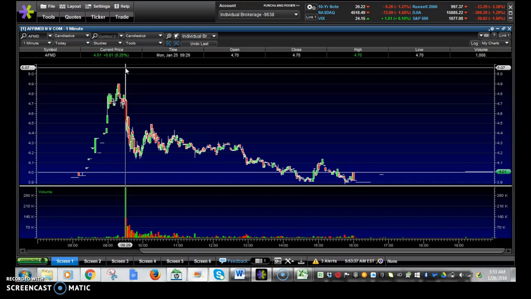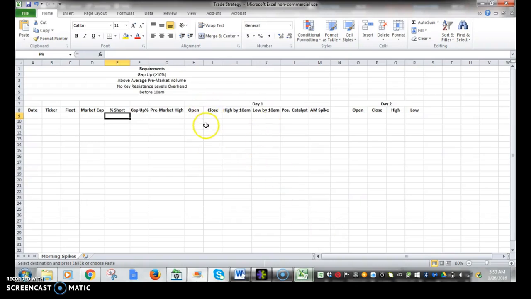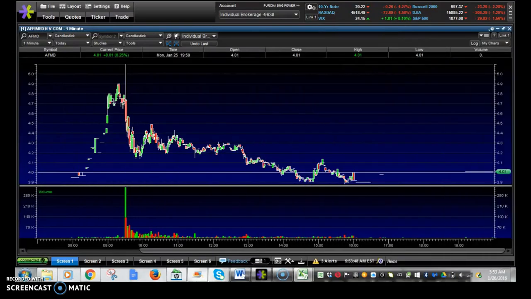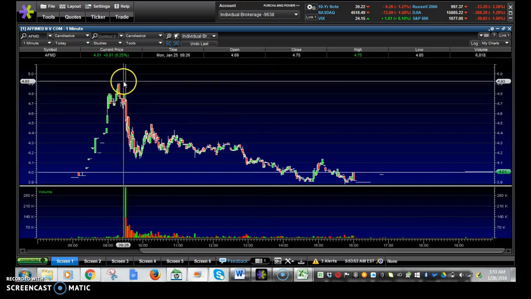So like I said, my plan is to do this trade strategy for probably a month. Just track it, see where it goes, and then from there, I am going to probably try and put some money into my account so I can short. Just because I'm going to look to short these bad morning spikes.